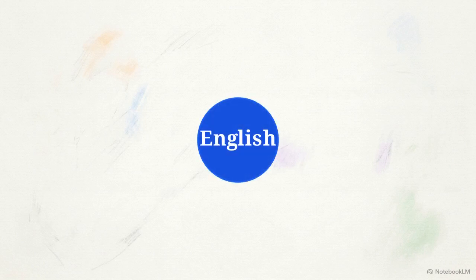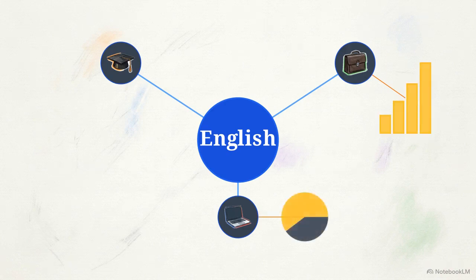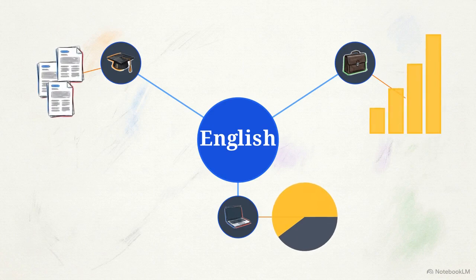Look at this network map. At the center is English, acting as the hub that connects distinct international sectors like education, business, and technology. Have you ever wondered why it holds this central position? It is the common medium used for the majority of global trade, internet content, and peer-reviewed research.